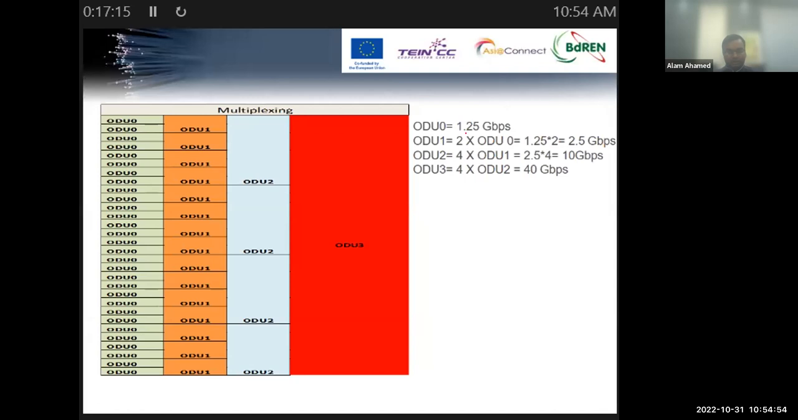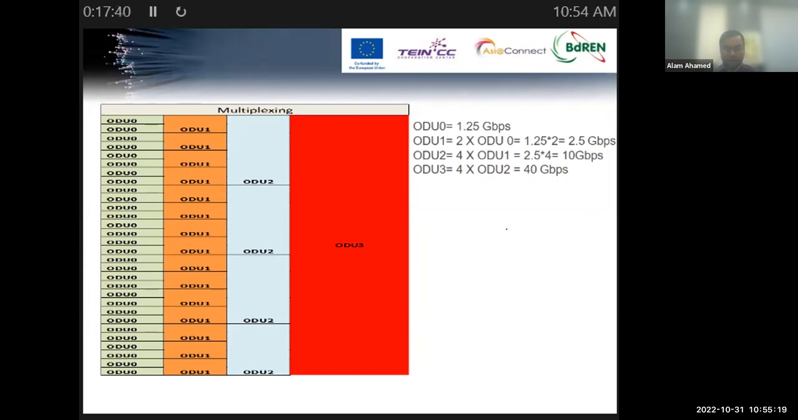the capacity of ODU0 is 1.25 Gbps. ODU1 is 2 into ODU0, that means 1.25 into 2, 2.5 Gbps. ODU2 is 4 into ODU1, that means 2.5 into 4, 10 Gbps. And ODU3 is 4 into ODU2.